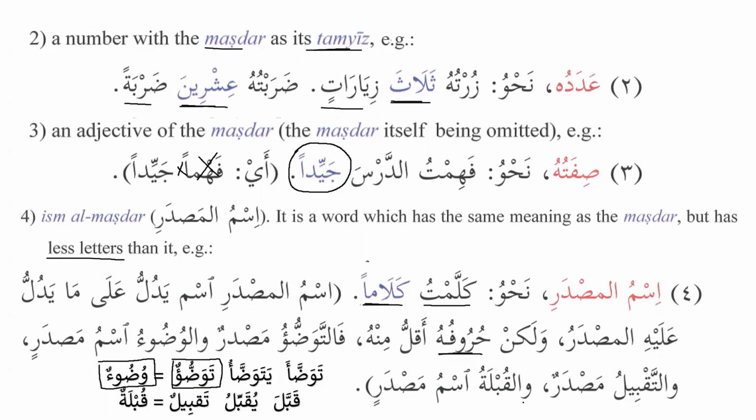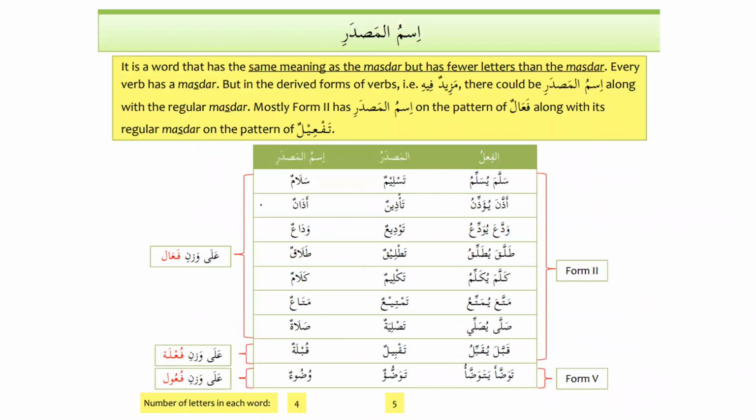وَالتَّقْبِيلُ مَصْدَرٌ وَالْقُبْلَةُ اسم مصدر. And similarly, taqbil is masdar and qublatu is ism al-masdar. For example, qabbala yuqabbilu taqbilan, kissing, and then we have qublatun, which is the masdar used instead of taqbilun. Taqbilun is also used. However, if you want to use ism al-masdar, and it is used as well, it will be qublatun. So this is what we call ism al-masdar, and here we have more examples of it.